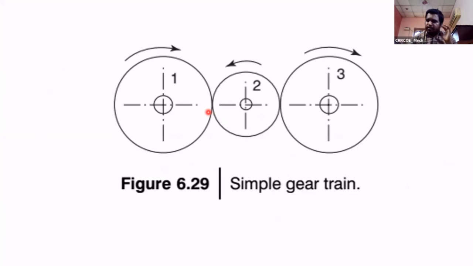This is the simple gear train. Here we have three gears. The motion from the first gear is transmitted to the second gear, then to the third. Here the first rotates in clockwise direction, the second in anti-clockwise direction, and again we get clockwise direction at the third gear. It's the simple gear train.